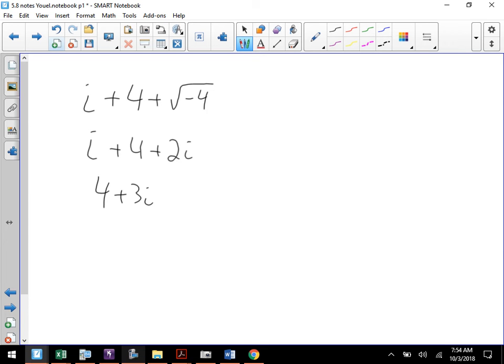And then the last one's number 10. If you screwed that one up, you forgot that it was subtraction. Remember when I said, hey, watch the signs in between? Some of you accidentally FOILed it. And then sometimes you guys forgot that i squared was negative 1.